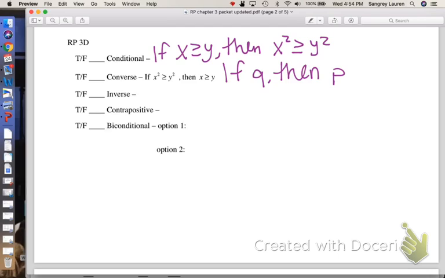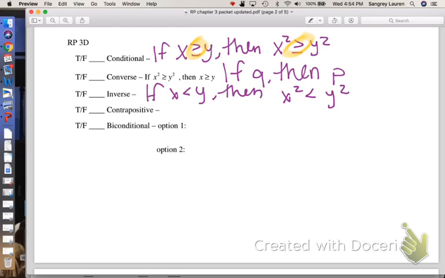Now we have our conditional, so we can now go to the inverse. So the inverse is negation. So taking the original conditional and negating it. Remember, the inequalities, the negation of greater than or equal to is less than. So if X is less than Y, then X squared is less than Y squared.